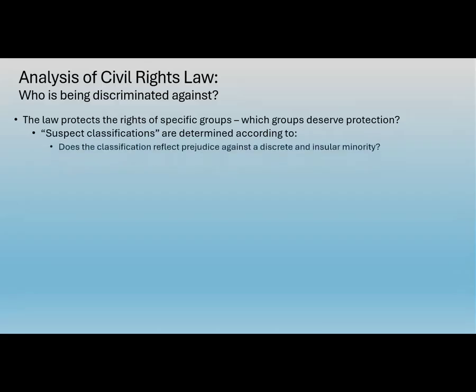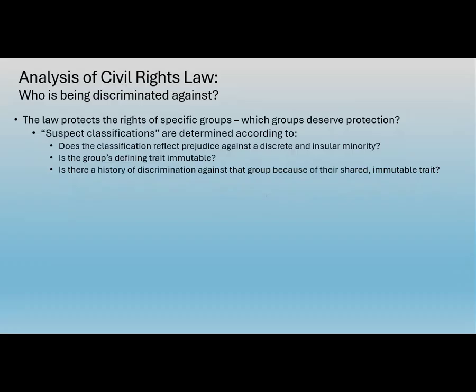First, does the classification reflect prejudice against a discrete and insular minority? That means that the group can be defined by a specific trait that only they share. Second, is the group's defining trait immutable? Immutable means that the trait cannot be changed. It is inherent to the group members and was not a matter of their choice. Third, is there a history of discrimination against that group because of their shared immutable trait?